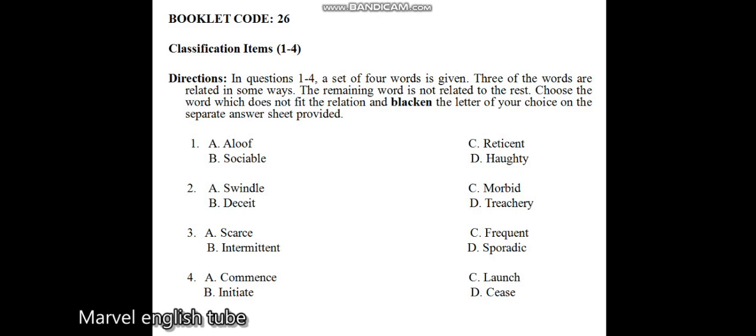Here is the direction that you find in your exam paper. Directions. In questions 1 to 4, a set of 4 words is given. 3 of the words are related in some ways.